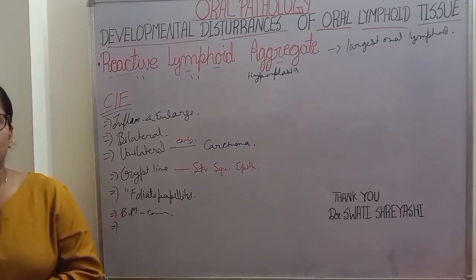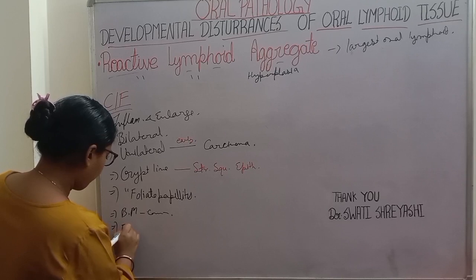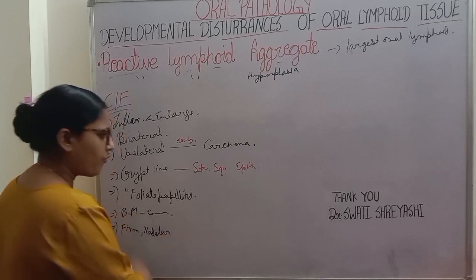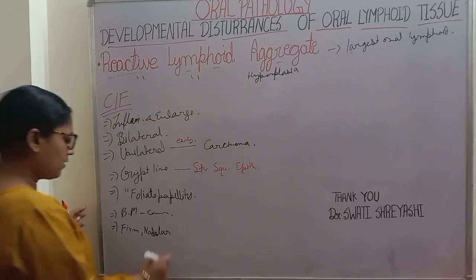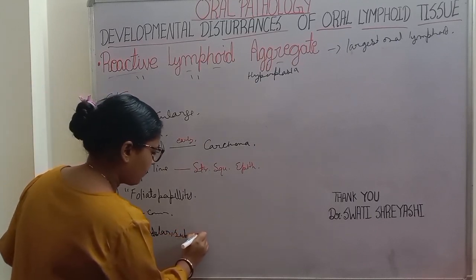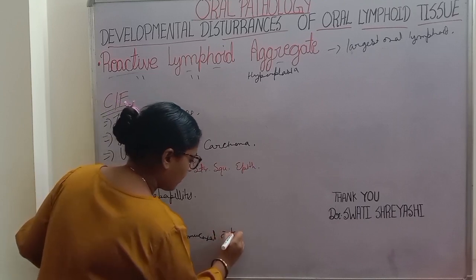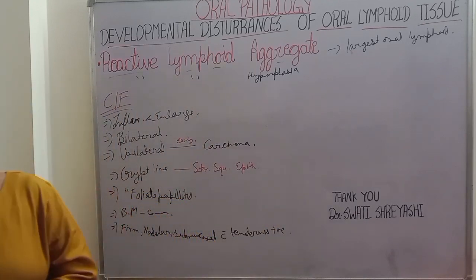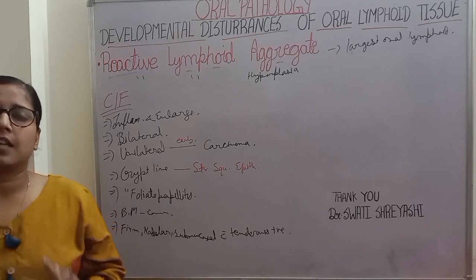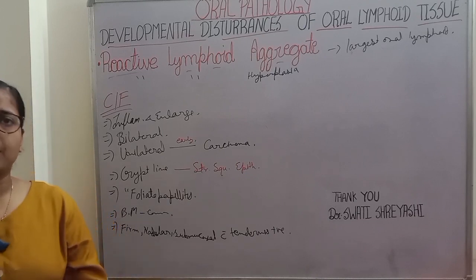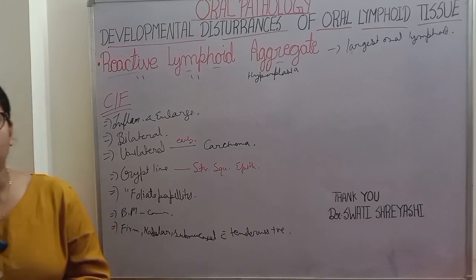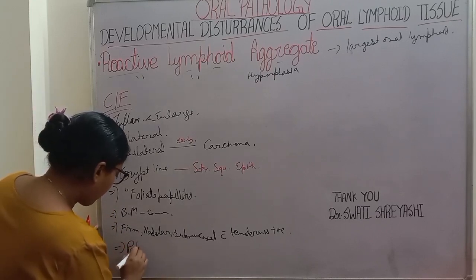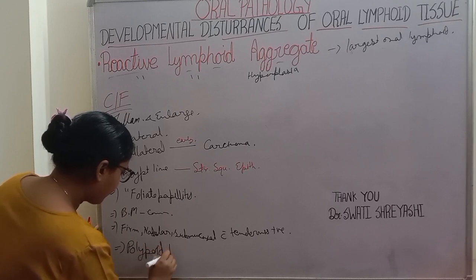Lymphoid aggregates present as firm, nodular, submucosal lesions with tenderness positive. Hyperplastic lymphoid polyps have also been described as polypoid tissue.